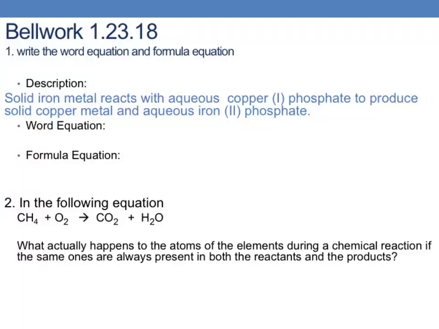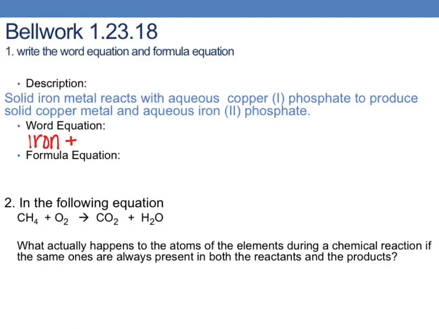My bell work says to write the word equation and then the formula equation. So, word equation. We're taking all the fluff out. What's my first word? Iron. What do I need next? Copper phosphate, yeah. Or copper one. And what's an and? A plus.